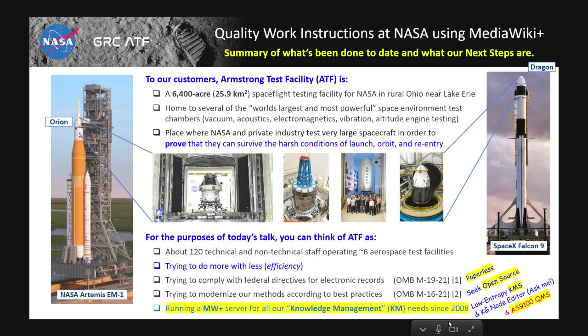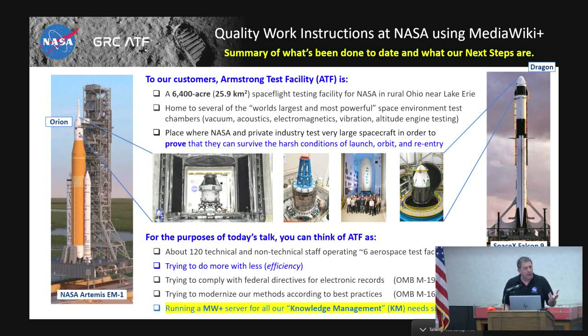And so we are running, or we're on track to implement, paperless, open source electronic work instructions that are fully integrated with our knowledge management platform, and which serve as a knowledge graph node editor, which is the low entropy dimension of the work, and all of it is AS9100 compliant.